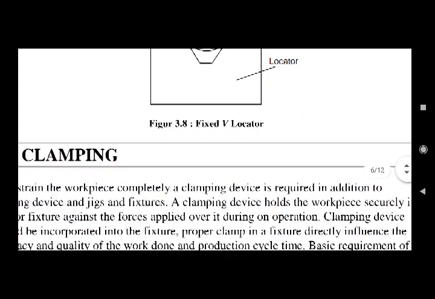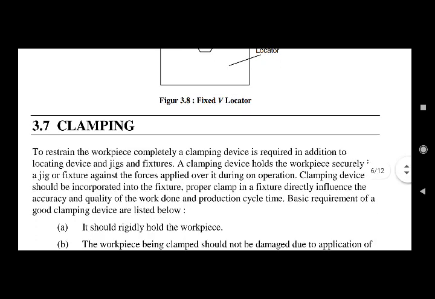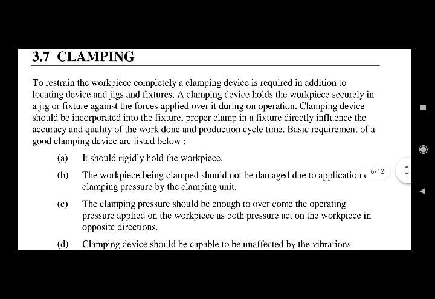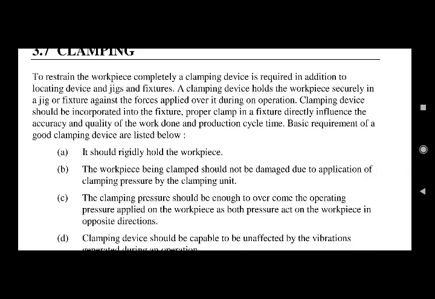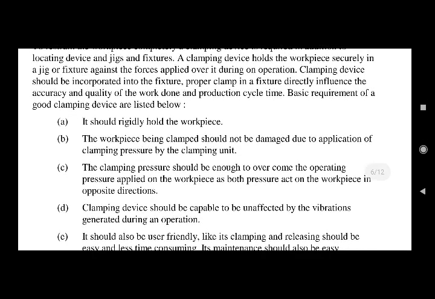Let's move ahead. Now this is the serious part we have to deal with during location as well as working of the jig, and that is clamping. In order to restrain the workpiece completely, a clamping device is required in addition to the locating device in jigs and fixtures. A clamping device holds the workpiece securely in a jig or fixture against the forces applied over it during an operation. A clamping device should be incorporated into the fixture. A proper clamp in a fixture directly influences the accuracy and quality of the work done and the production cycle time.